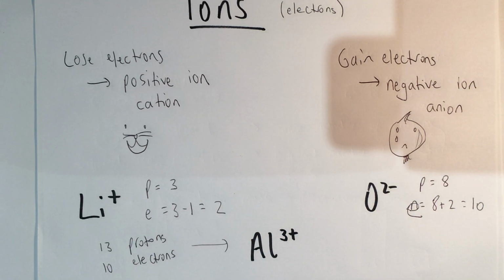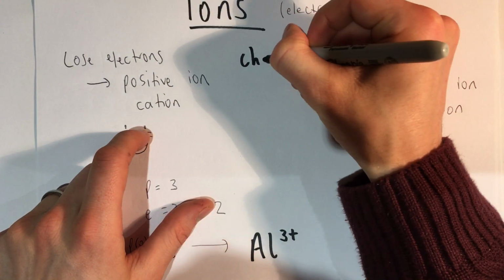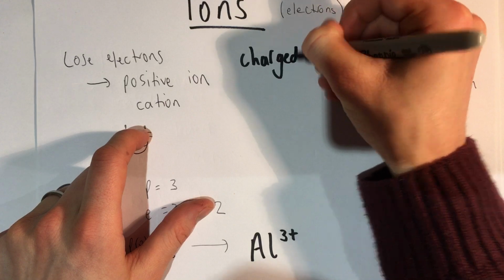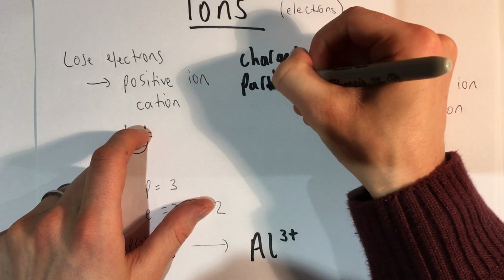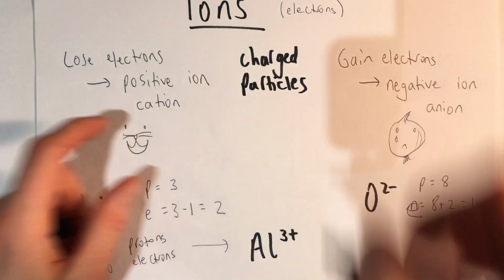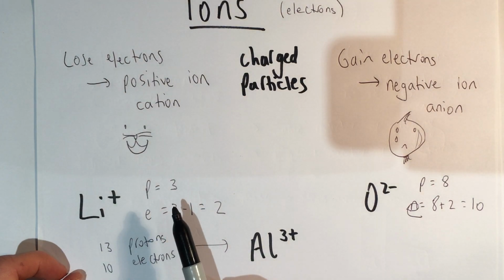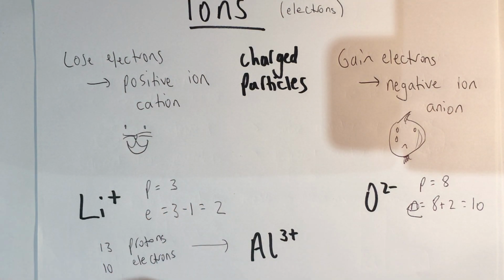So there you go. That's our definitions. We know that ions are charged particles that are formed when atoms lose or gain electrons. And we know how to work out the number of protons and electrons inside different ions.